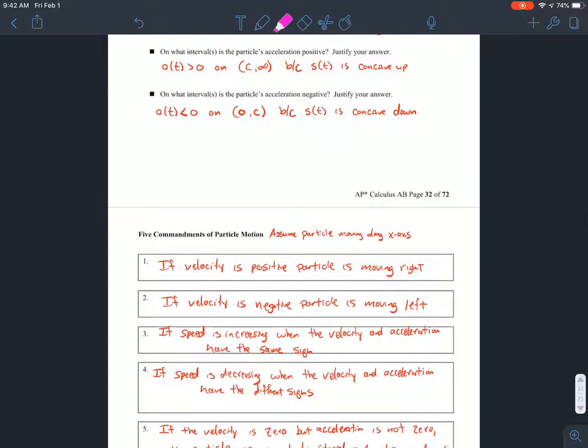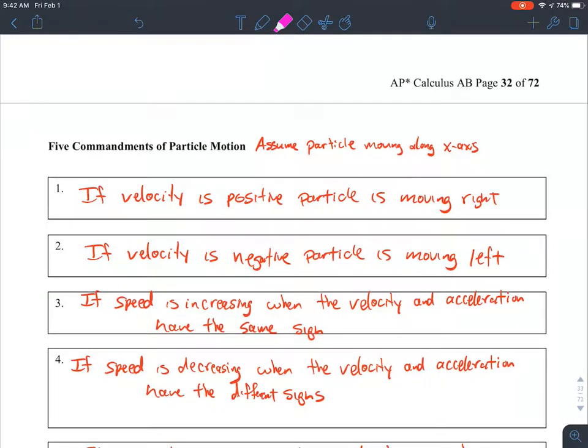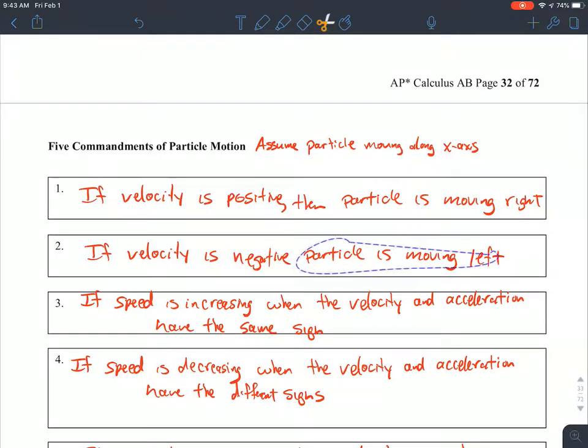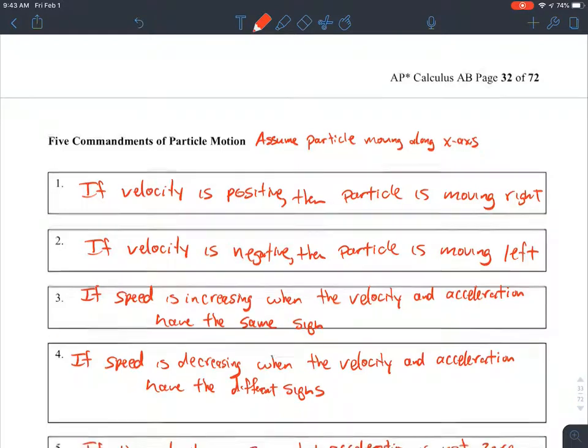Ready? Here are some important facts. The 5 commandments. Well, these aren't facts, these are commandments. First of all, let's assume the particle is moving along the x-axis. Commandment 1: if velocity is positive, then the particle is moving right. Let's put a comma and a "then," otherwise it looks a little awkward. If velocity is negative, the particle is moving left.